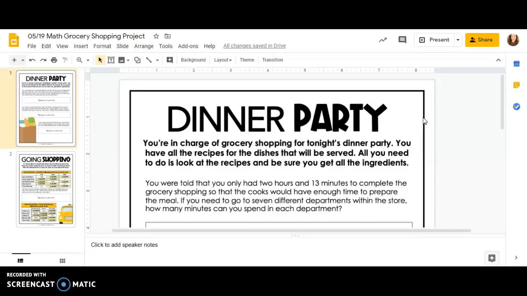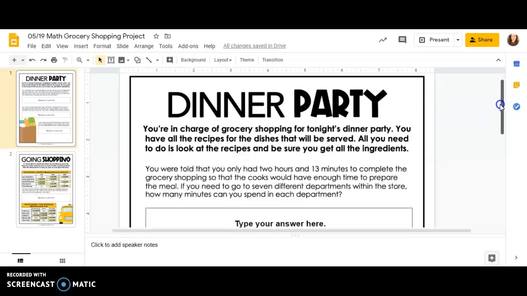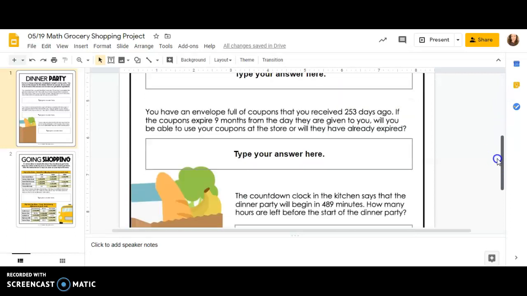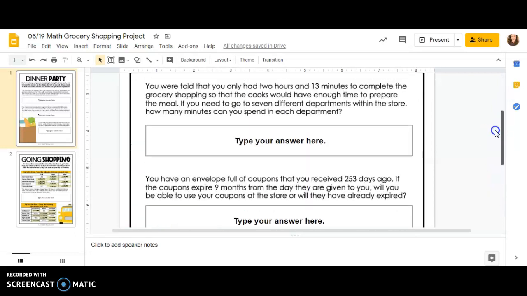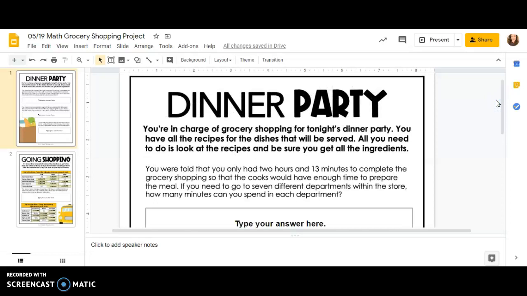You're in charge of grocery shopping for tonight's dinner party. You have all the recipes for the dishes that will be served. All you need to do is look at the recipes and be sure you get all the ingredients. So you're going to get 3 different word problems for this first page, and it's all time related. So if you look at my instructions, I included a little chart on there, or at least I wrote out time, from seconds all the way to months.